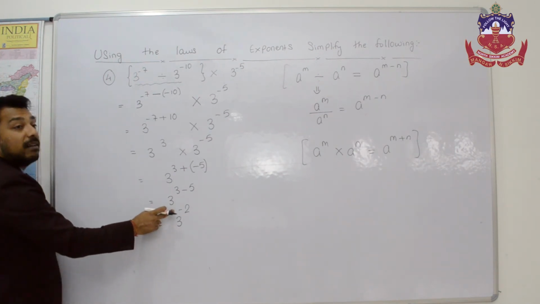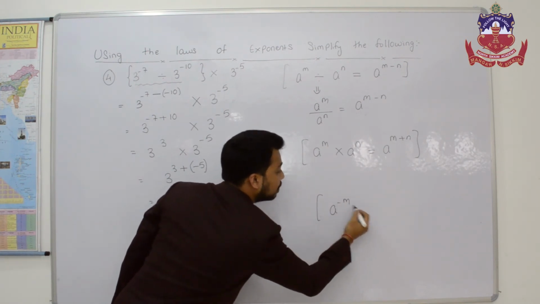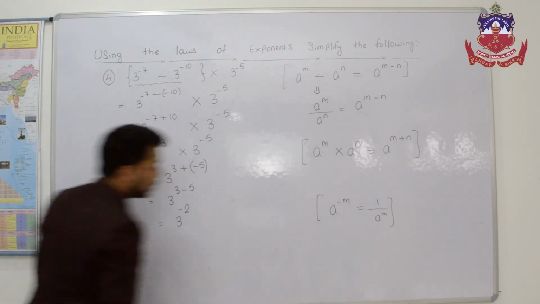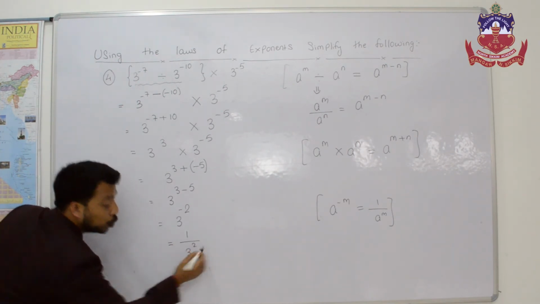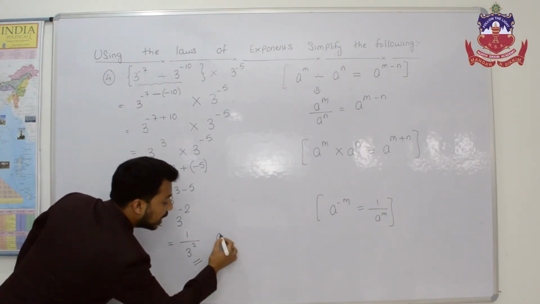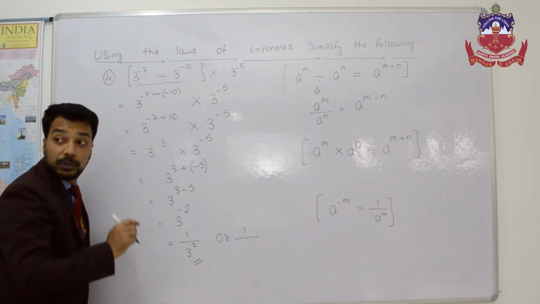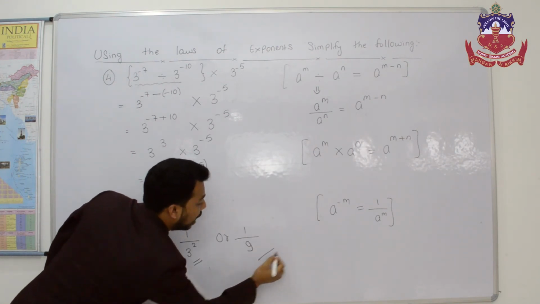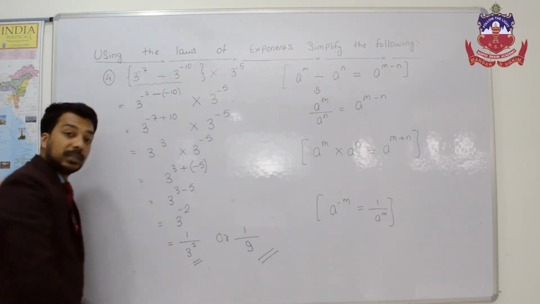A base can never have a negative power. So you'll use the law a to the power minus m, which is written as 1 divided by a to the power m. When we use the law, it gives us the answer 3 to the power 2. Now this can be written as the answer, or if you wish, you can write it as 1 divided by 3 to the power 2. 3 to the power 2 means 3 is multiplied 2 times, so 3 times 3 gives you 9. So you can write the answer as 1 by 9. Either you can consider this as your answer or 1 by 9 as your answer.